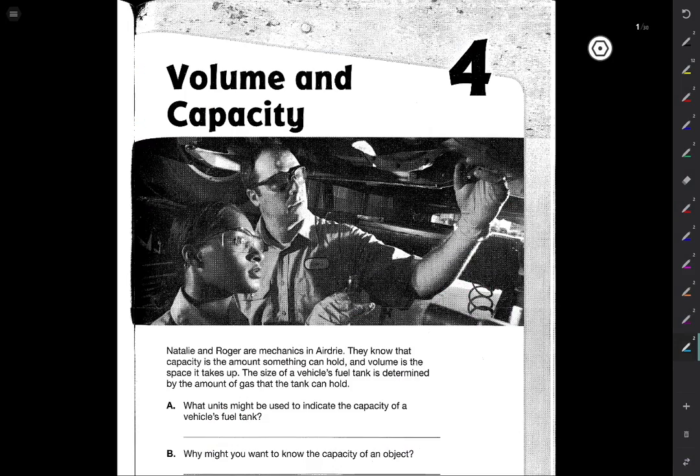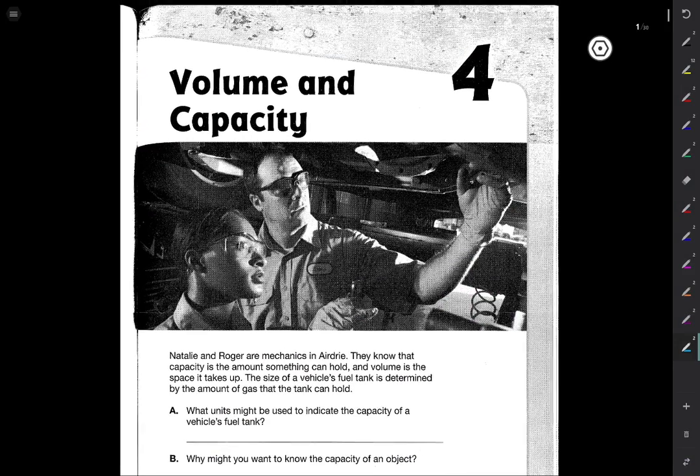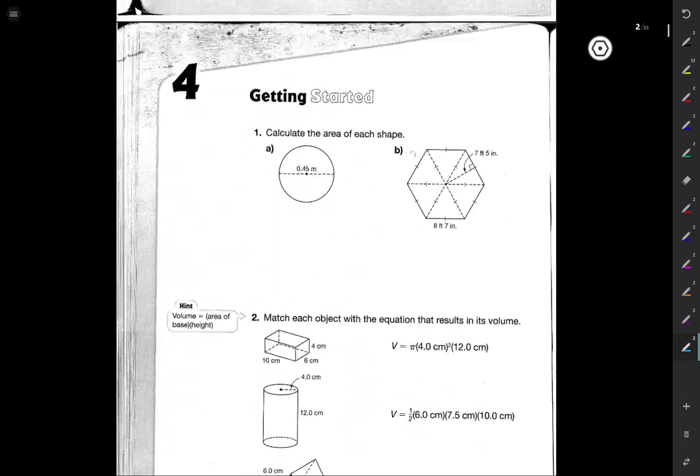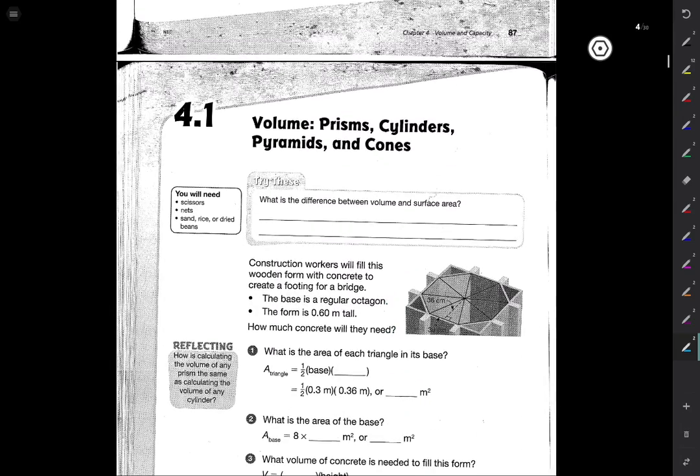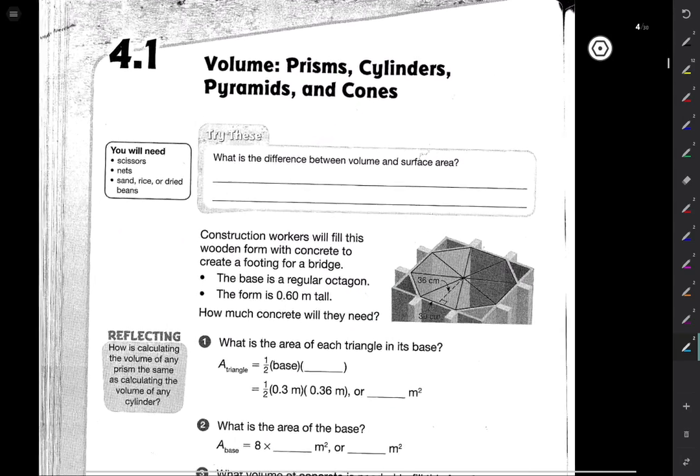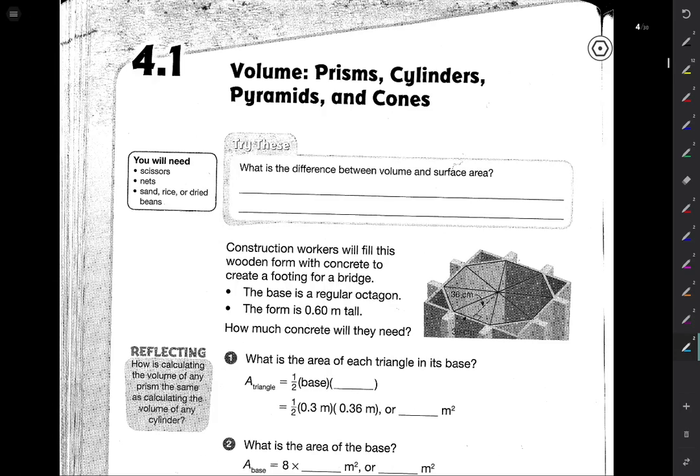So let's look at volume of prisms. In chapter 4, we're actually going to be skipping over the getting started, and we're just going to hop right into the volume of prisms, cylinders, pyramids, and cones.